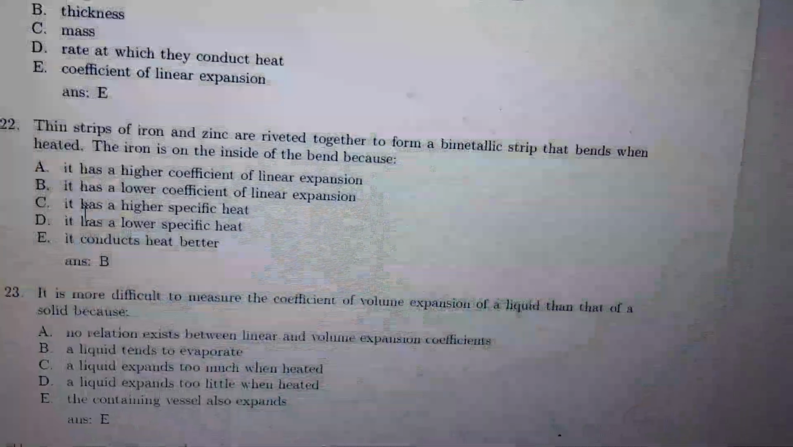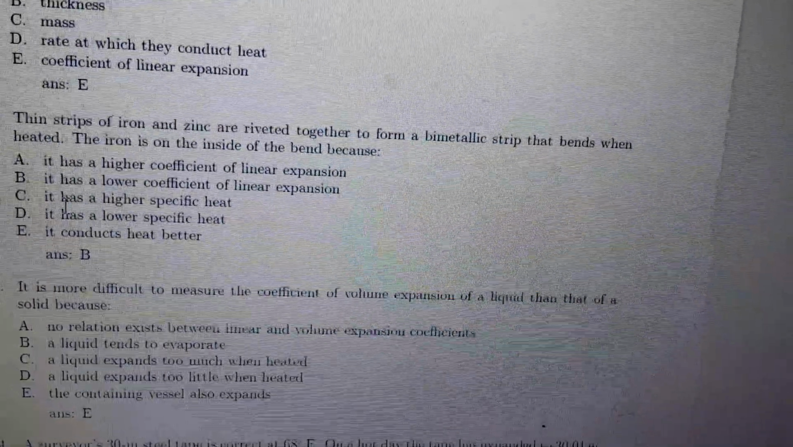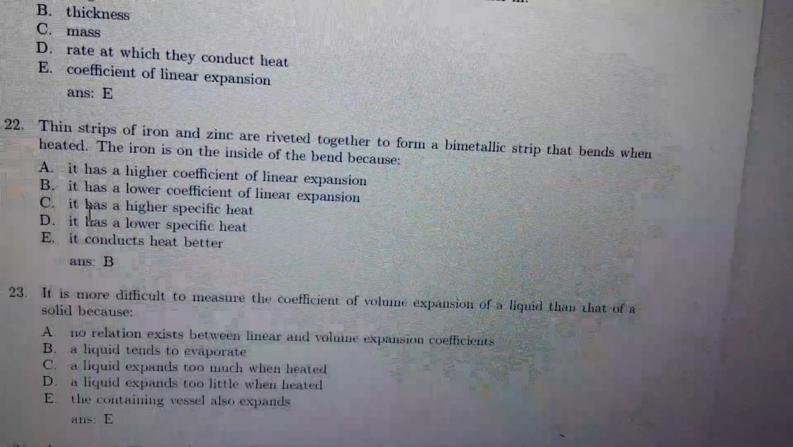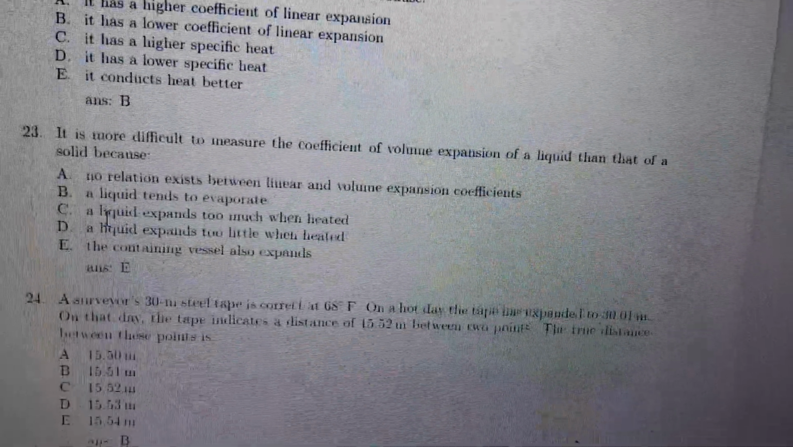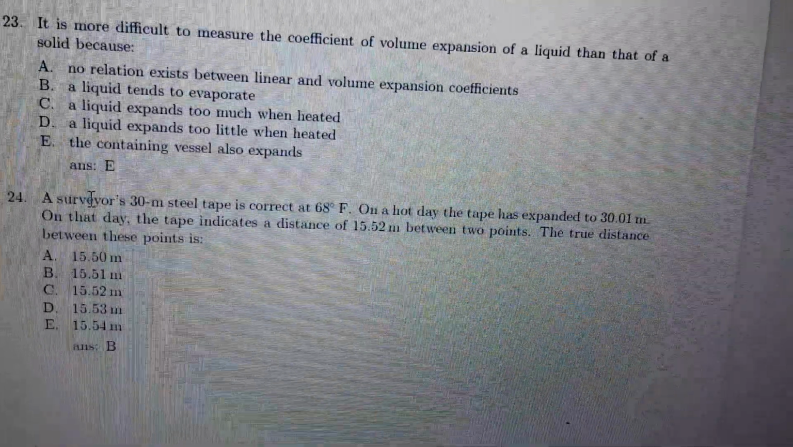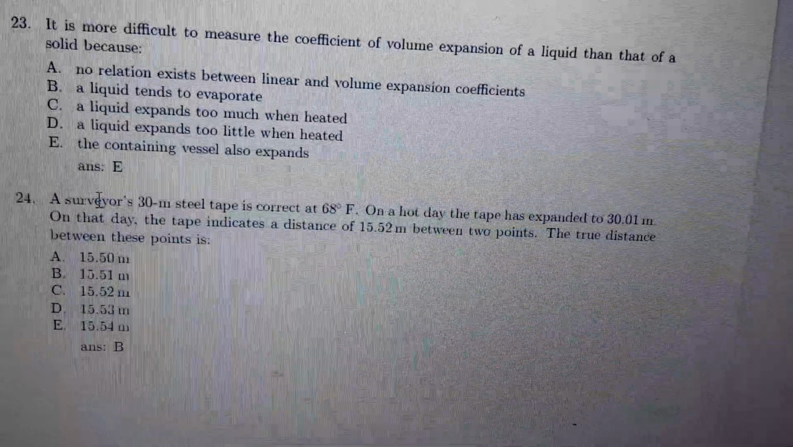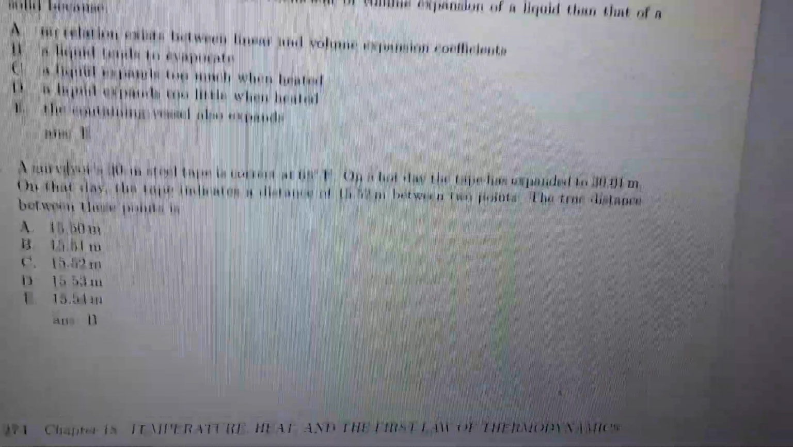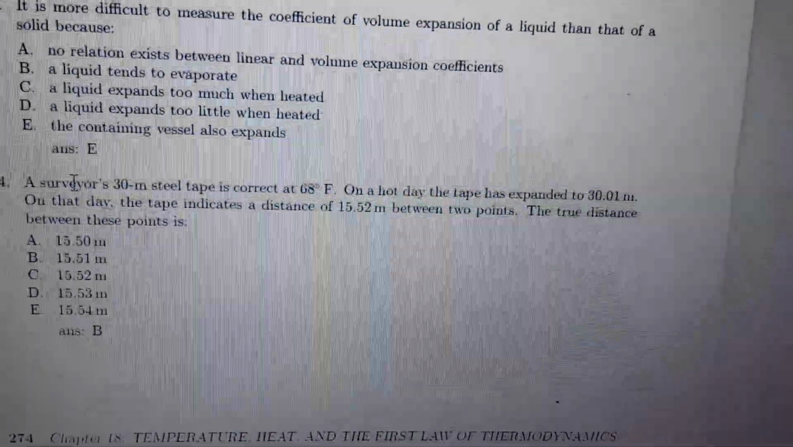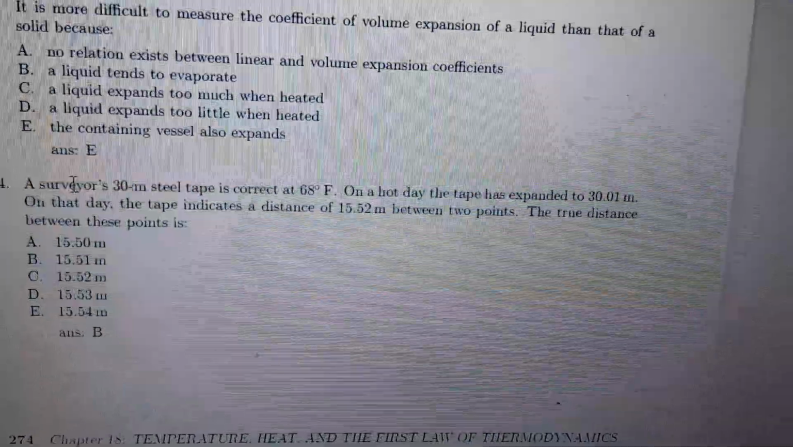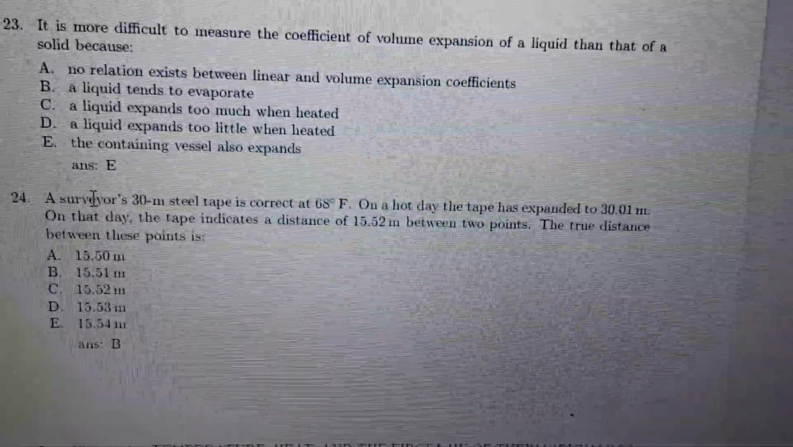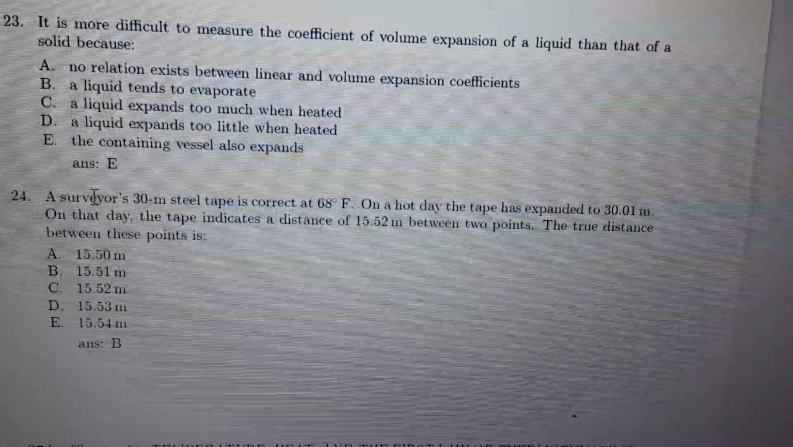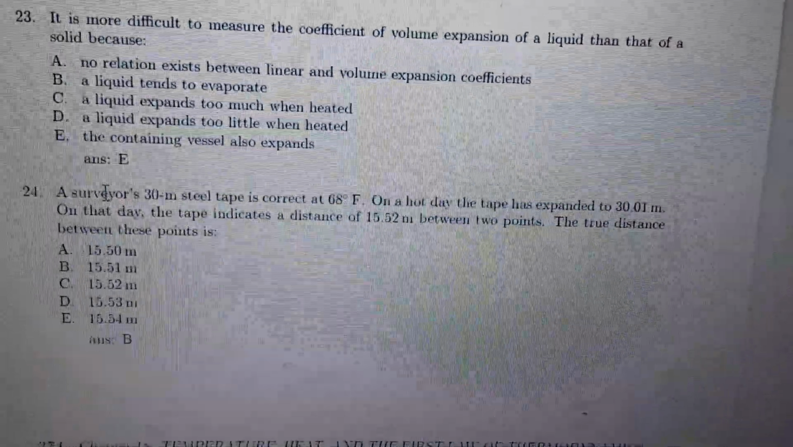It is more difficult to measure the coefficient of volume expansion of a liquid than that of a solid because the containing vessel also expands. A surveyor's 30-meter steel tape is correct at 68 degrees Fahrenheit. On a hot day, the tape has expanded to 30.01 meters. On that day, the tape indicates a distance of 15.52 meters between two points. The true distance between these points is 15.54 meters.